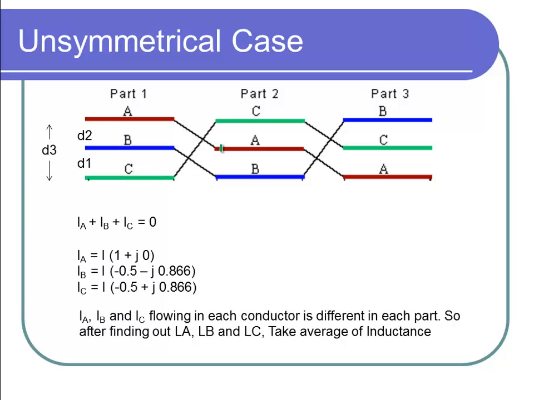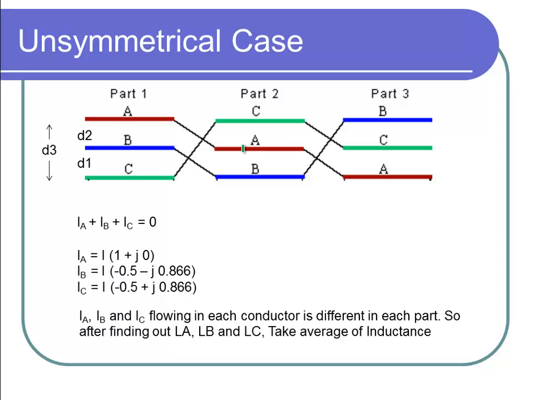Again in the next section, in position number 1 your conductor C may be there, and in position 2 conductor A may be there, and in position 3 conductor B will be there. This type of arrangement we can call transpositioning of conductors, or simply transpose.